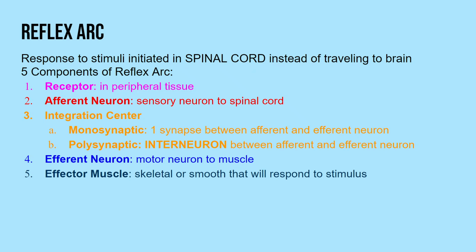Then there's the integration center, which can either be monosynaptic or polysynaptic. Monosynaptic would mean that there's only one synapse between the afferent and efferent neuron, and polysynaptic means that there's an interneuron between the afferent and efferent neuron. Then the efferent neuron is just the motor neuron that brings the signal of the response back to the muscle, and the effector muscle is the muscle that responds to the stimulus.